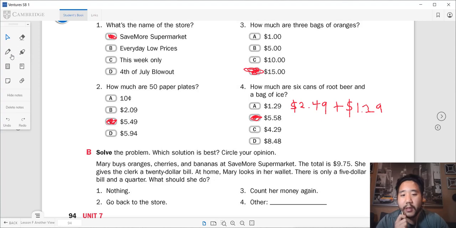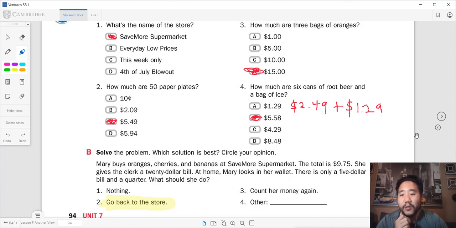I think the best case for this scenario is just to go back to the store and get the rest of her money back. So number 2 is the best option. Or you can do nothing, I mean, if you don't care about losing money, right?